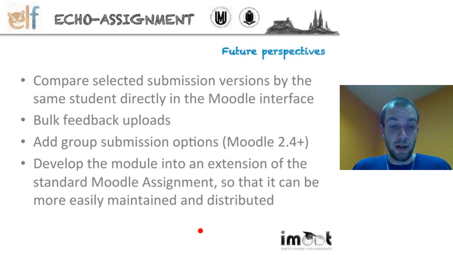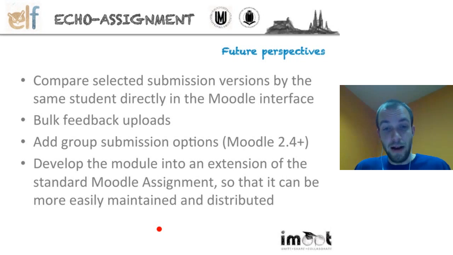We would like to implement bulk feedback uploads, because many teachers just download the whole set of student submissions, grade it, comment on it in the files, and then upload the files back as their feedback. So it would be very useful if this could be done in a bulk form, not one by one, but as one zip file.